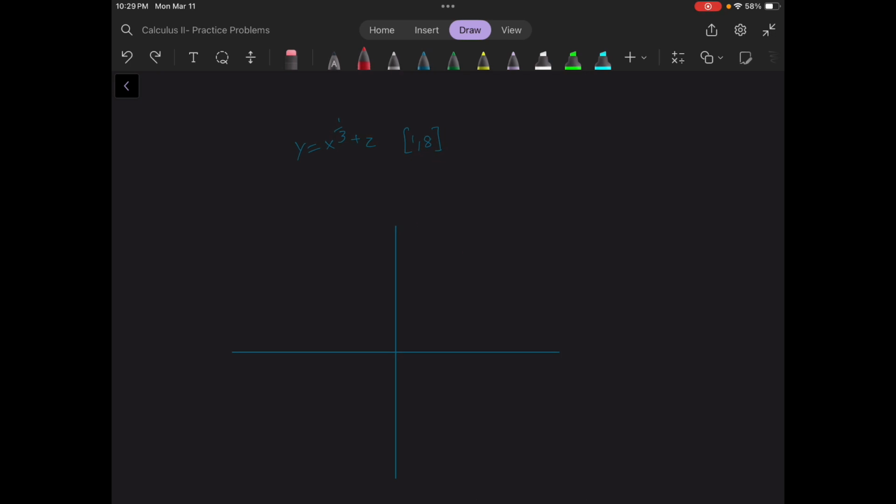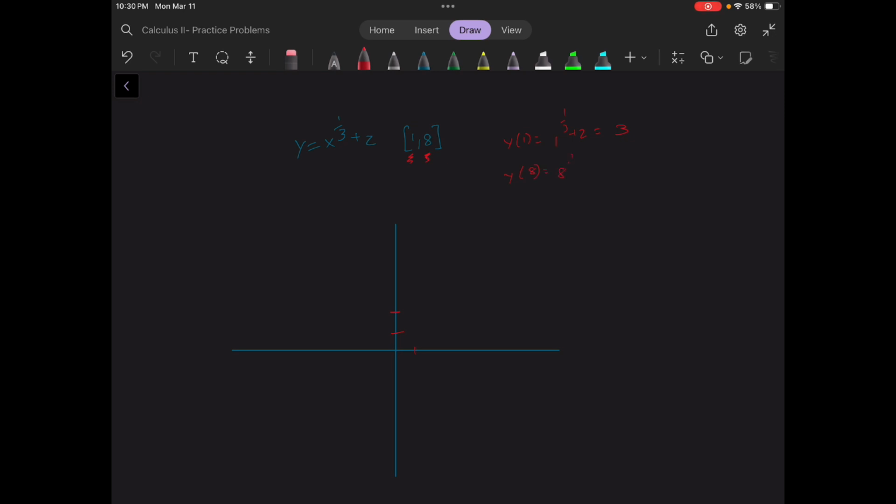I guess we will have to graph it from 1 to 8. So let's see. It has a y-intercept of 2. What happens when you plug in 1 into this function? I'm just going to plug in 1 and 8 to see. That'll probably tell me what I need to know about what this function is doing. When we plug in 1, y of 1, we're going to get 1 to the 1/3 plus 2. That's just 1 plus 2, or 3. And we can also plug in 8 into the function.